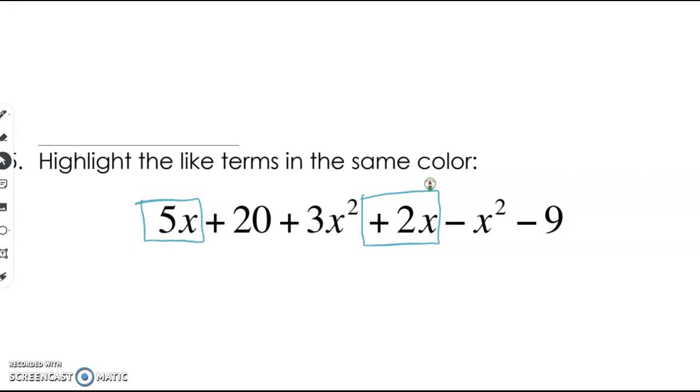And it doesn't look like anything else because x squared is not the same term as x, and 9 is not the same term as 5x. Okay, so I have two different terms. Now I'm going to change my color. I'm going to look at my constant next. I'm going to draw a circle this time, a circle around my 20. Okay, obviously anything with an x is not going to be similar terms.